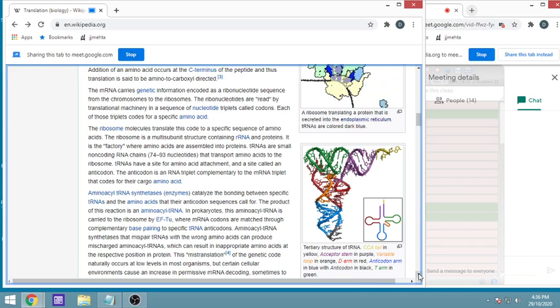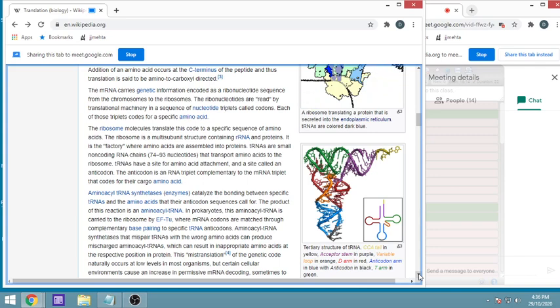Each of those triplets codes for a specific amino acid, and this code is translated into a specific sequence of amino acids. The ribosome contains rRNA, that is ribosomal RNA, and proteins, and it is the factory. The ribosome is a factory where amino acids are assembled into protein.